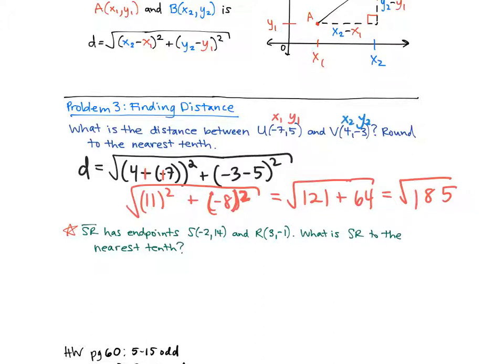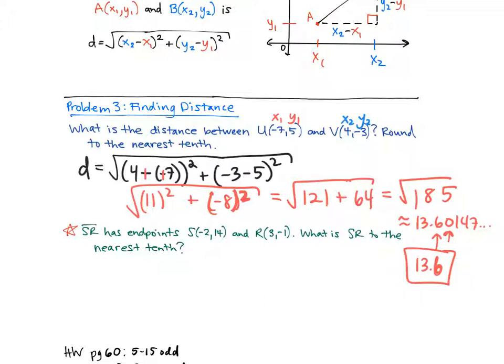I do not expect you to be able to do this in your head. You should be able to use a calculator or Desmos, and just do in your calculator the square root of 185, and you get 13.60147, blah, blah, blah, going on. Rounding to the nearest tenth is going to be this digit here, so this is going to be 13.6. The next digit is 0, so we don't have to change this. This will stay at 6. Okay, so our answer is 13.6.